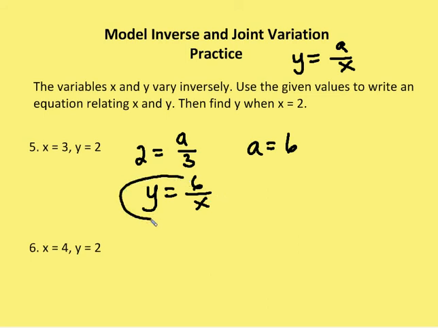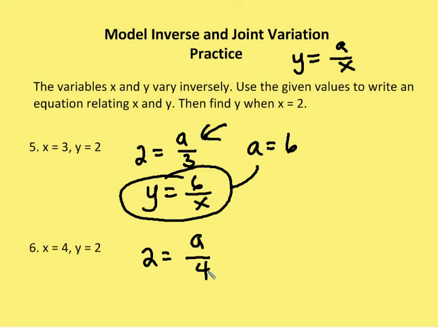It's that easy. So remember, students always get confused. They think that this is the answer, but it's not. This is not the inverse variation equation. It's just our setup to get the value of a, solve for a. Okay, same process here for number 6. I have 2 is equal to a over 4. I find out by multiplying both sides by 4, I get a is equal to 8. Now I can rewrite my inverse variation equation as y is equal to 8 over x.